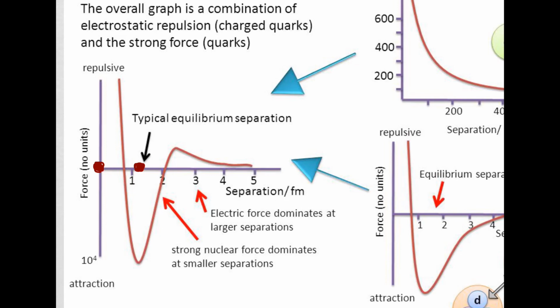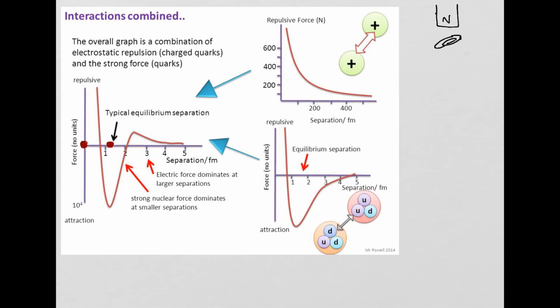Now what we need to know for exams is that the strong nuclear force is repulsive at less than half a femtometer, and attractive up to 5 femtometers, which is really important. And we'll look at the exchange particle for the strong nuclear force later.